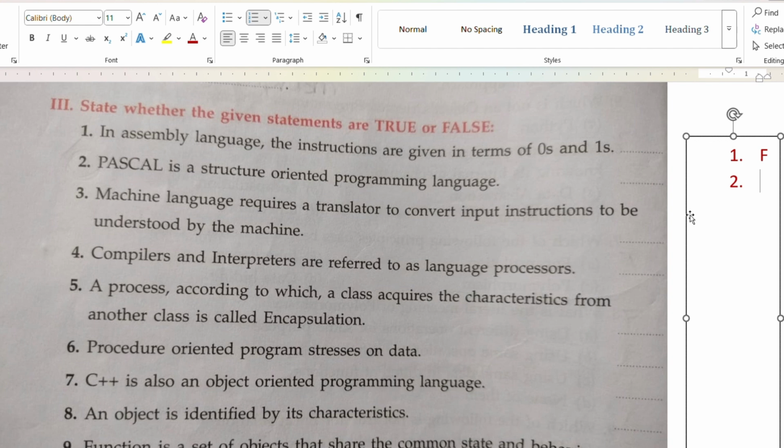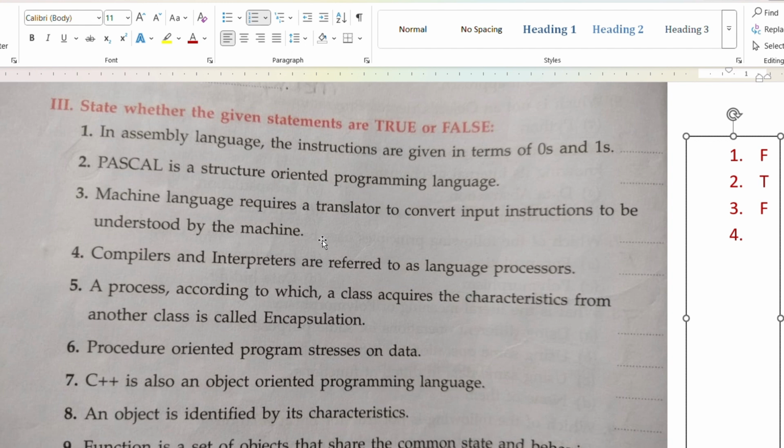2. Pascal is a structure-oriented programming language. True. Reason. Pascal and Algol are examples of structured programming languages. 3. Machine language requires a translator to convert. False. Reason. Machine language is already in binary, so the computer understands it directly. Translator is needed for high-level languages like Java, Python, C.